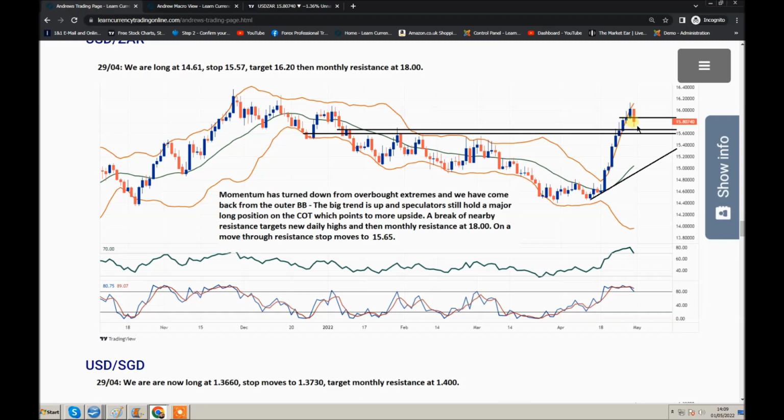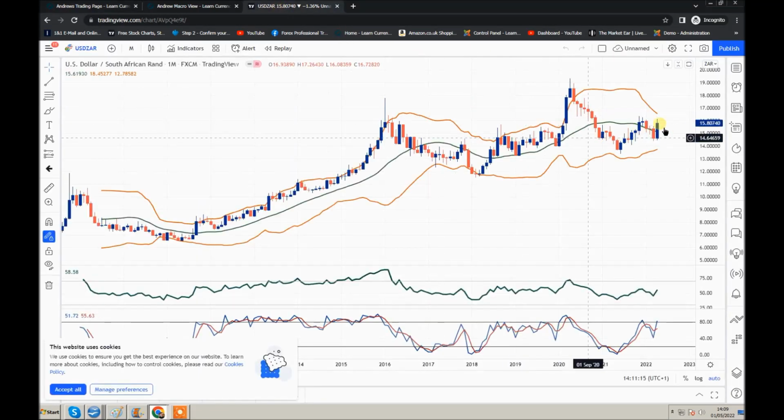You could wait for the 16 level to give way, but I think if we break up, we're going far higher. I'll show you the monthly chart. The way the positions look, I think we could go back towards the 18 level here, okay. So back up towards chart highs.